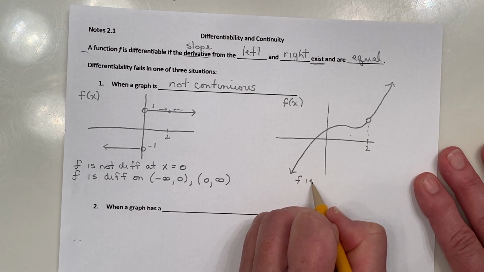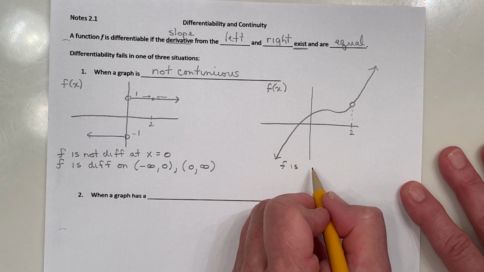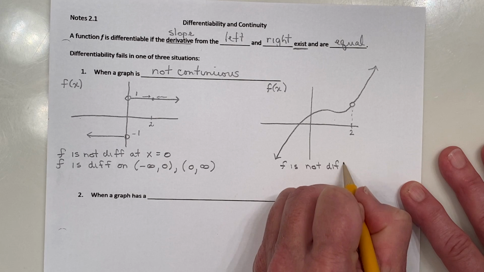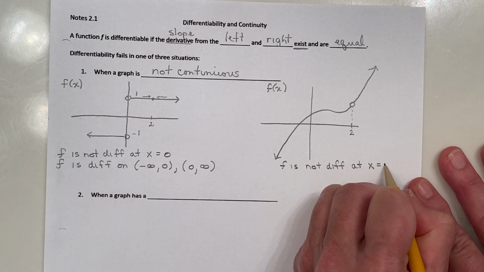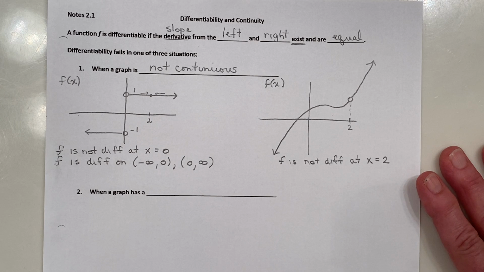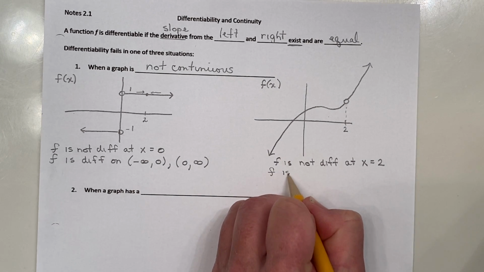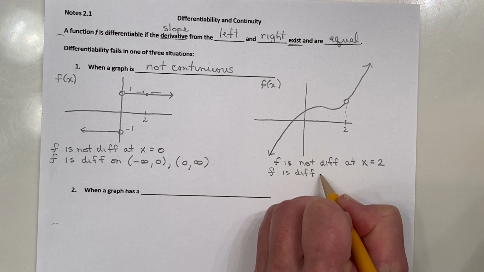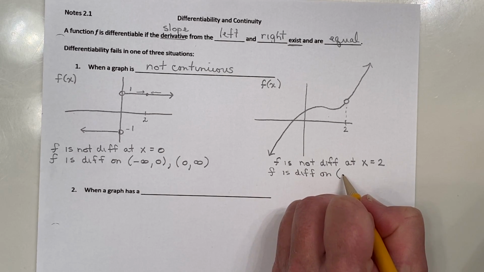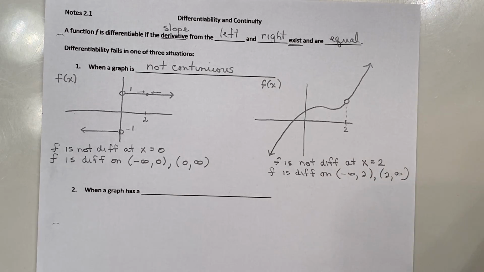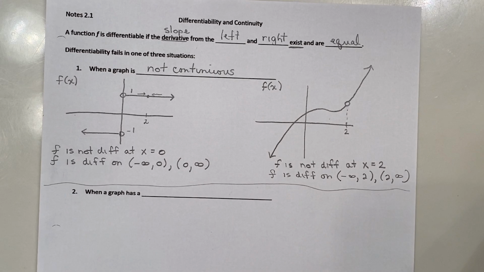All right. So depending upon how the question is worded regarding differentiability, we could say that f is not differentiable at x equals 2. If the question was asked something like, where is this graph differentiable? Then you would say f is differentiable at all real numbers except for 2. So a graph is not differentiable when it's not continuous.